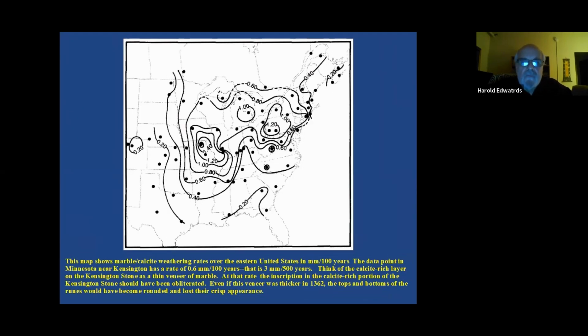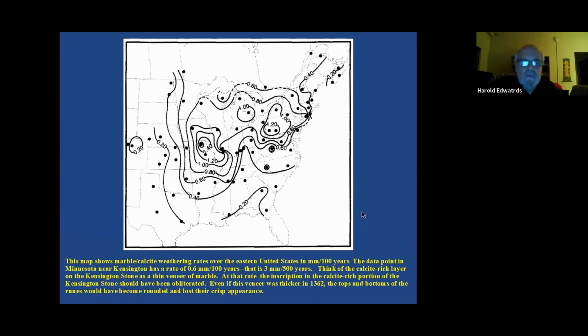This is a map of weathering rates of marble tombstones over the eastern United States. This sample spot here is probably Alexandria, Minnesota, near the Kensington Stone. The weathering rate there is a little more than 0.6 of a millimeter per 100 years. It's millimeters per 100 years as a scale for this map. And that would mean that the stone should have lost 3 millimeters in 500 years.